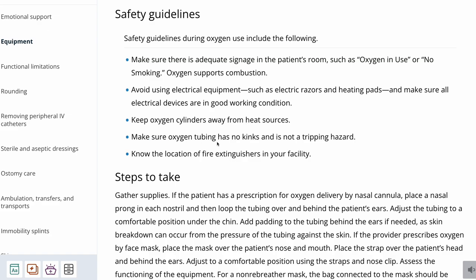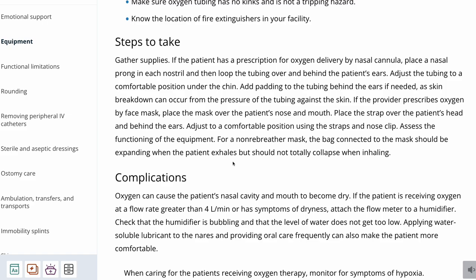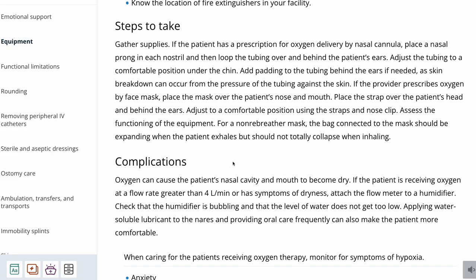Make sure the tubing doesn't have any kinks or that people can't trip over it, and make sure that you know where the fire extinguisher is in the house, just in case something does catch on fire. And most of all, nobody on oxygen should be smoking at all, period. Because you will blow your face off.